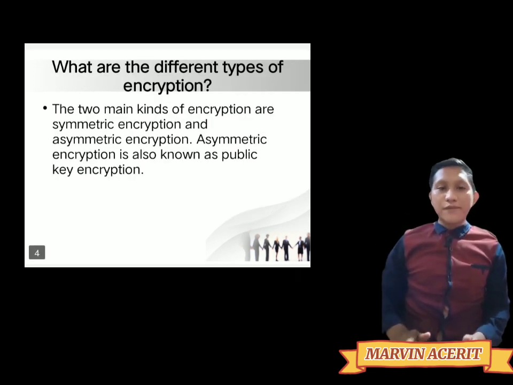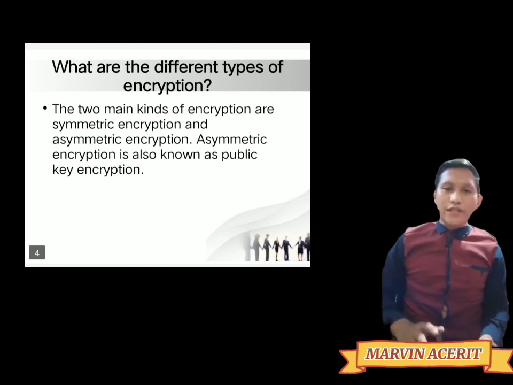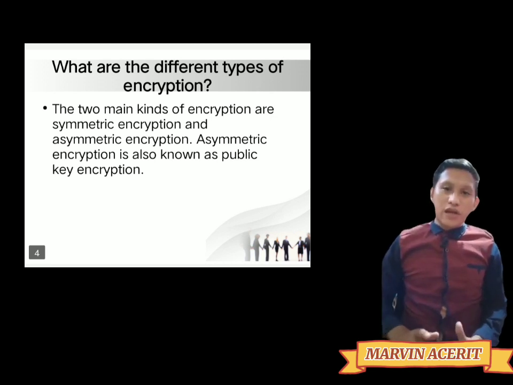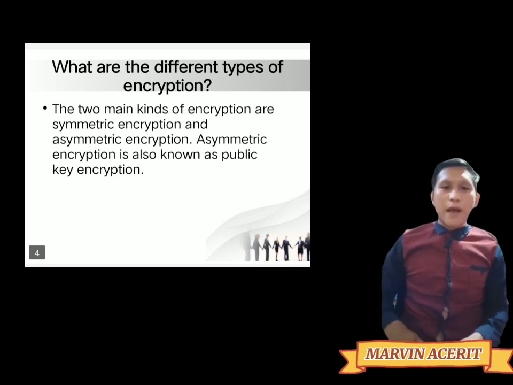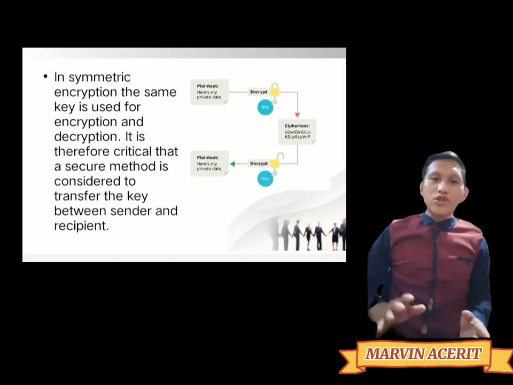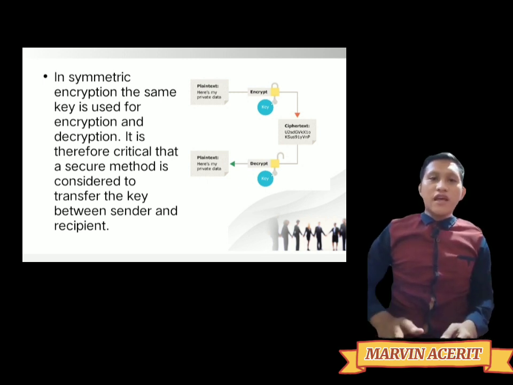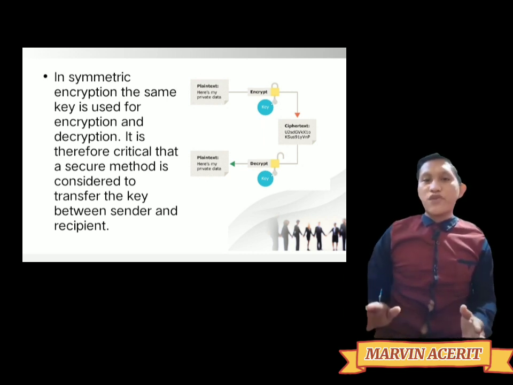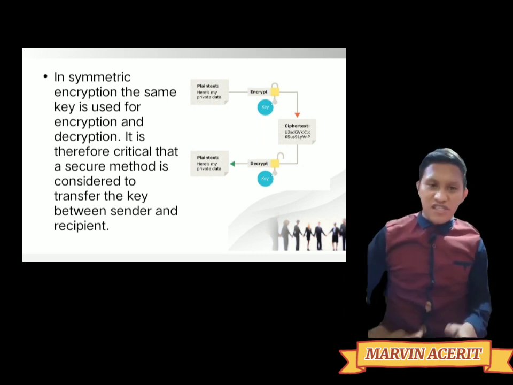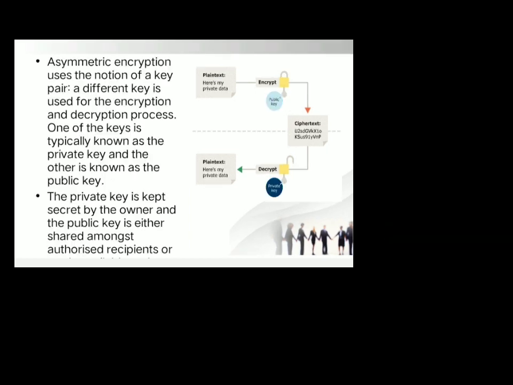There are two different types of encryption. The two main kinds are symmetric encryption and asymmetric encryption. Asymmetric encryption is also known as public key encryption. In symmetric encryption, the same key is used for encryption and decryption. It is therefore critical that a secure method is used to transfer the key between sender and recipient. So that is how symmetric encryption works.